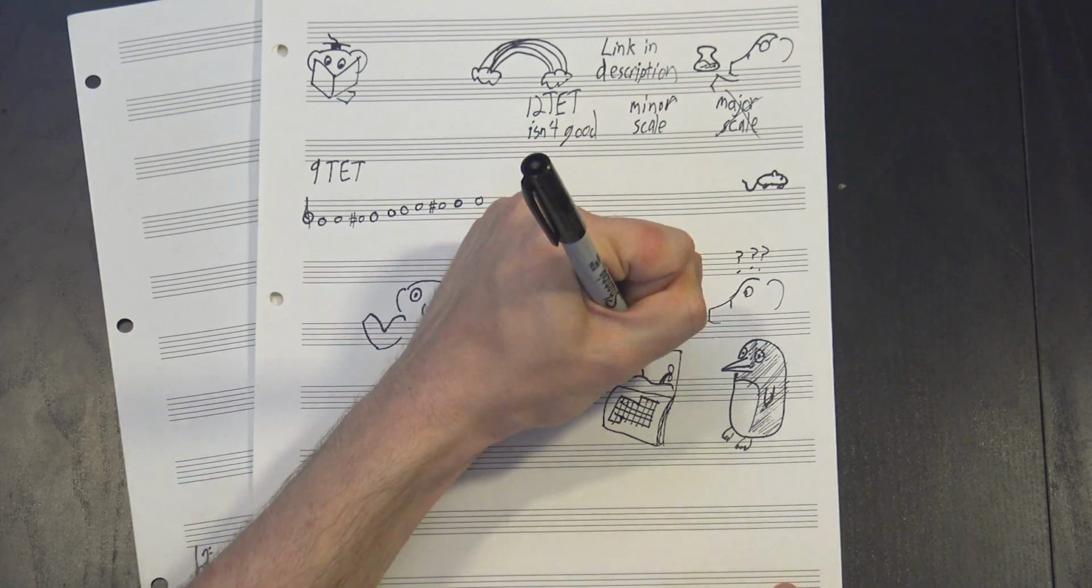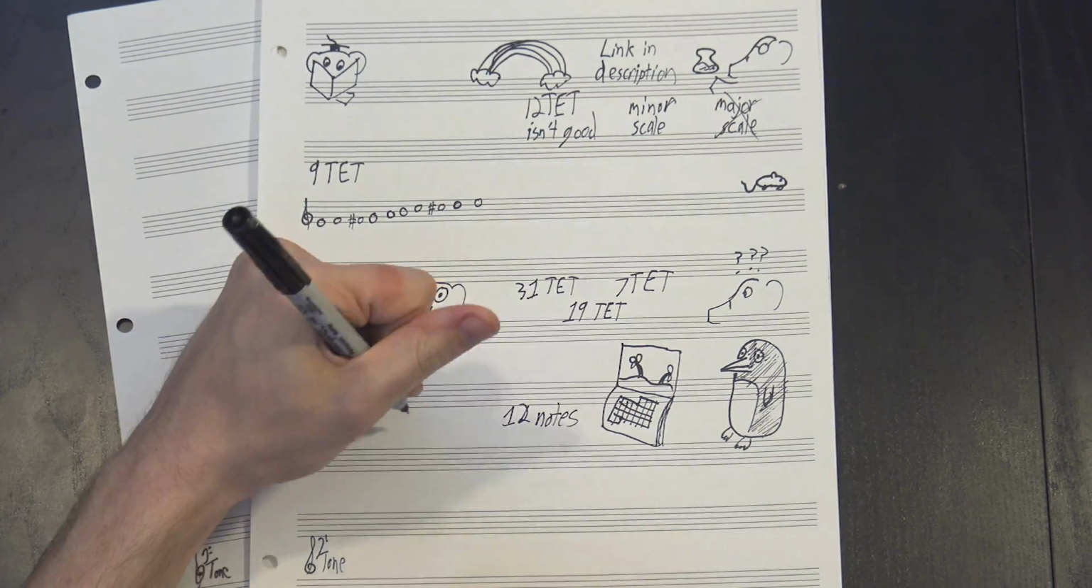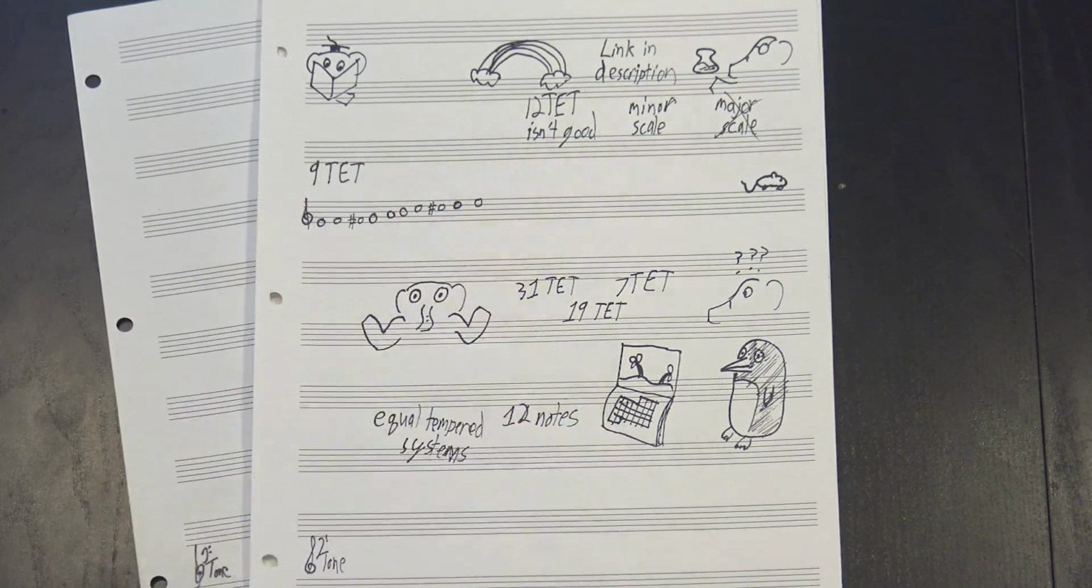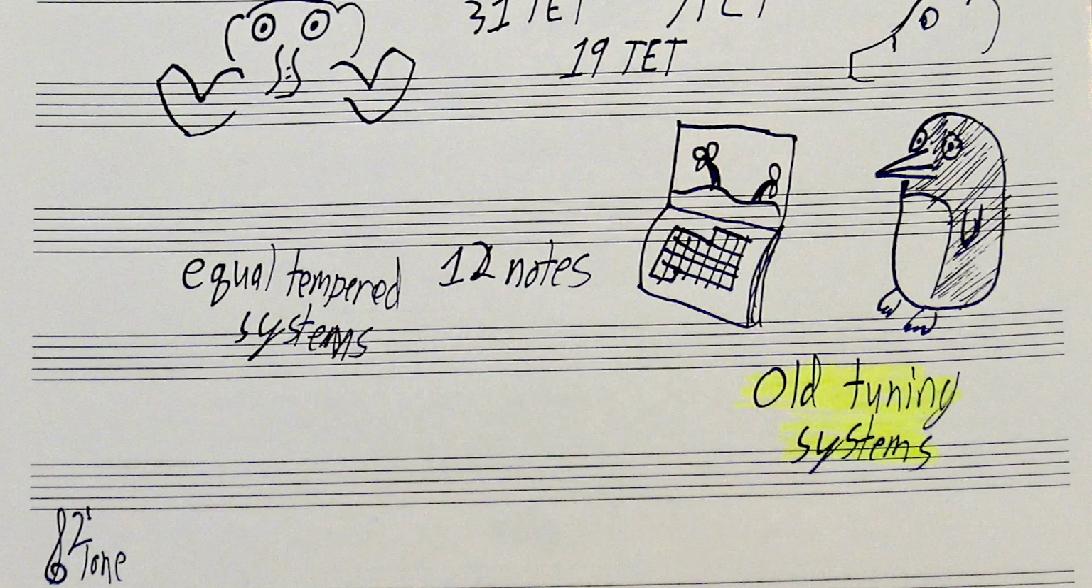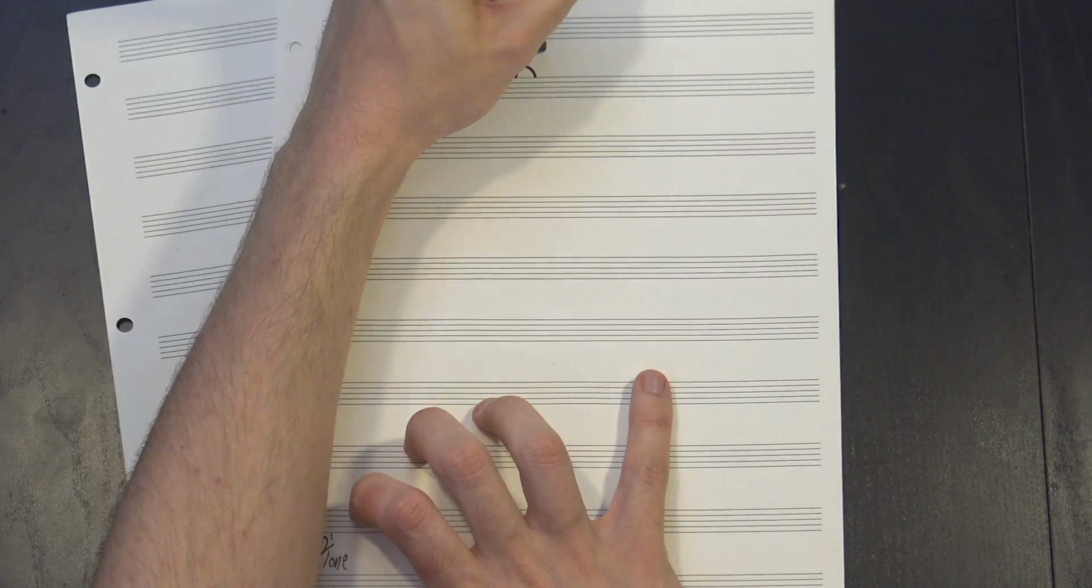Of course, there's also historical reasons. We were using 12 notes long before we were using equal tempered systems. Some of the old methods we used are actually pretty incredible too, and I'm sure we'll be back to talk more about this soon. Until then, thanks for watching.